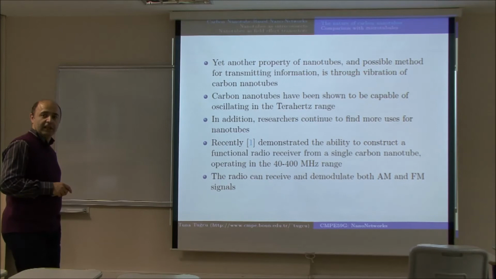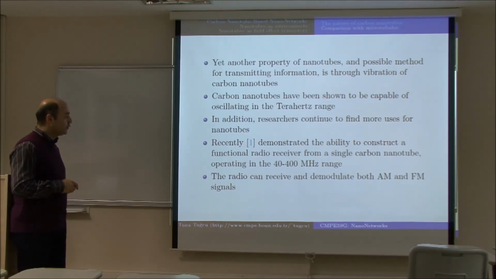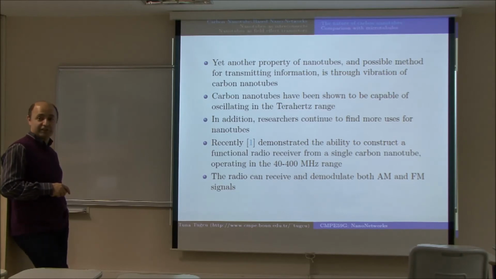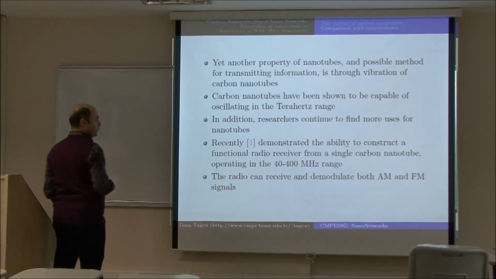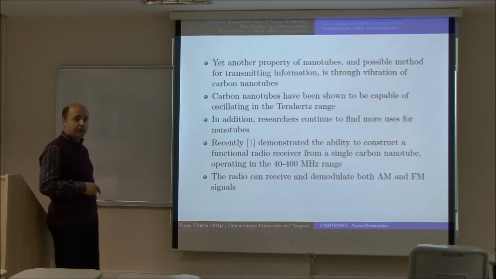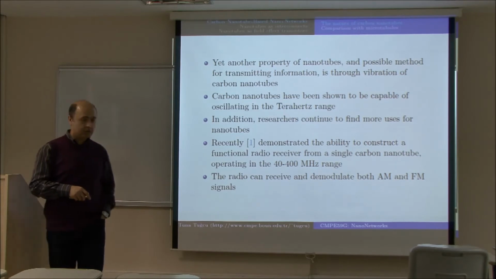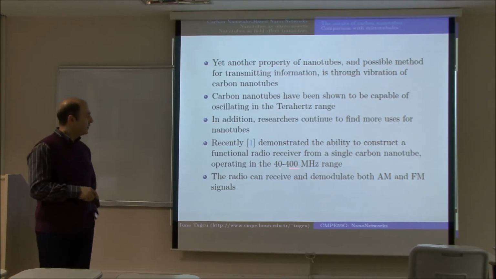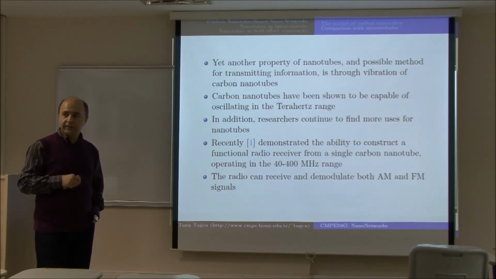So another use could be through the vibration of the carbon nanotubes. These carbon nanotubes have been shown to be capable of oscillating in the terahertz range. And in addition, people are looking at these things in more detail. Recently, it has been shown that the ability to construct a functional radio receiver from a single carbon nanotube operating in the 40 to 400 megahertz range has been possible. This is a nice range. This is something we can use with our regular wireless devices.